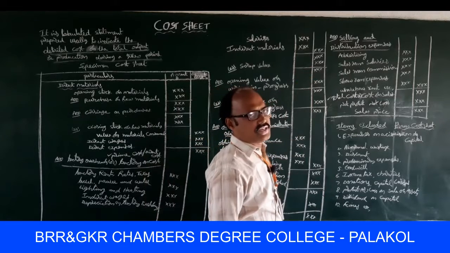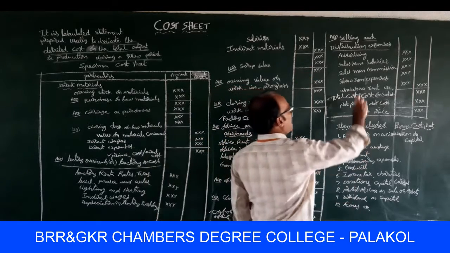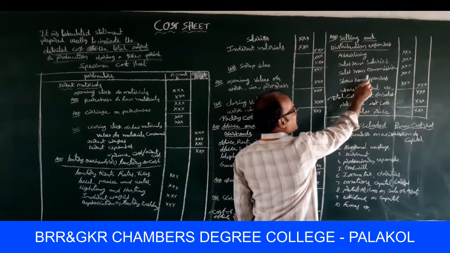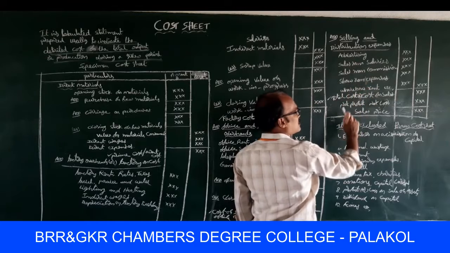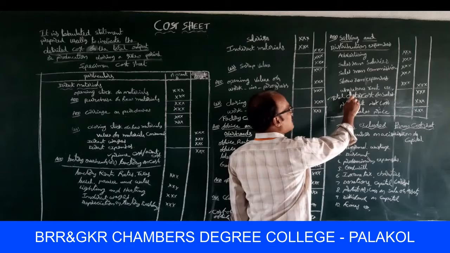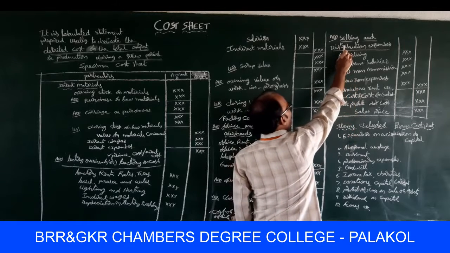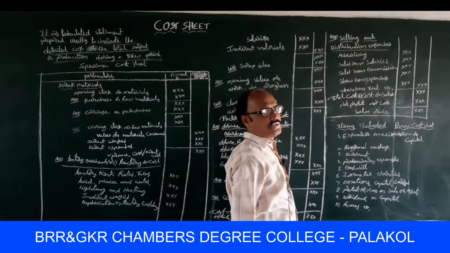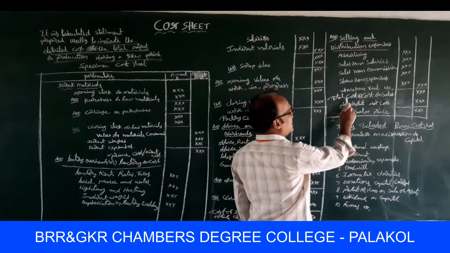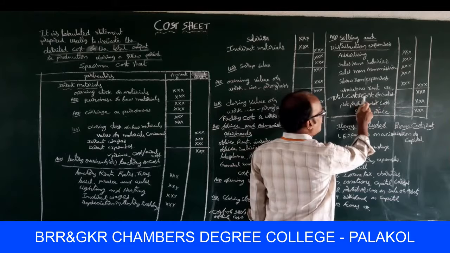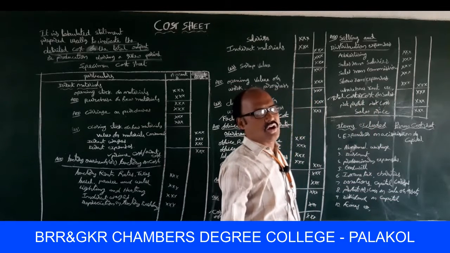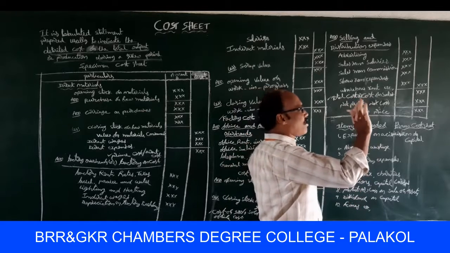What are the selling and distribution expenses? Advertising, salesman salary, salesman commission, showroom expenses, warehouse rent, etc. These are all expenses that should be recorded under the head of selling and distribution expenses. Then we find out the total cost or cost of sales.